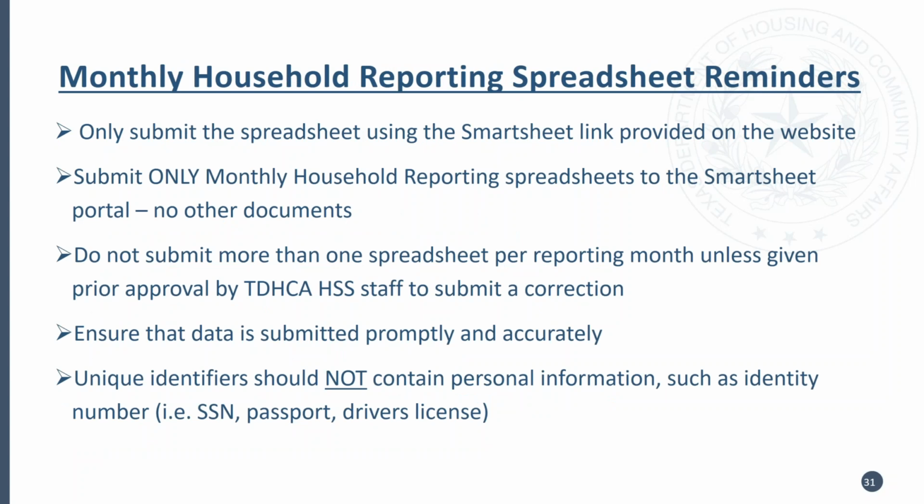Just final reminders: only submit the spreadsheet using the Smartsheet link on the website. Please do not submit any other documents through the Smartsheet link. So no HCS access forms, no contracts. It's for reporting only. Do not submit more than one spreadsheet per reporting month unless HSS staff approves you to submit a correction, right? This keeps it from being you submit 4 original reports and we don't know which one's the correct one. Do everything you can to ensure that data is submitted promptly and accurately. Once again, the quicker you submit a report, but also the more accurate it is, the quicker you get reimbursed. And the final one, we've already talked about: unique identifiers should not contain personal information.